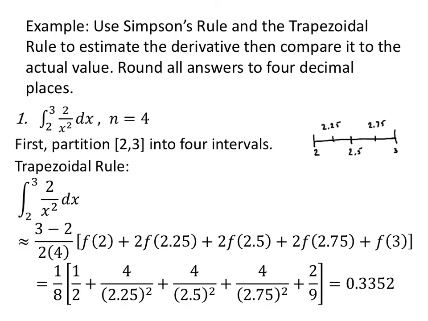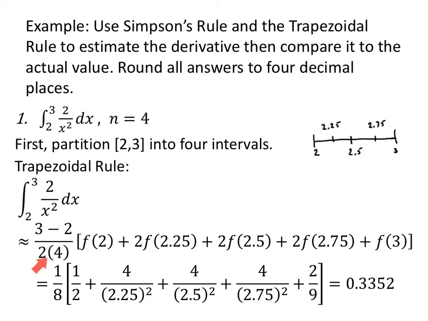So we're going to use Simpson's rule and the trapezoidal rule to estimate an integral and then compare it to its actual value. The integral from 2 to 3 of 2 over x squared dx when n equals 4. First, we're going to partition the interval from 2 to 3 into 4 intervals. So I'll have subintervals ending at 2.25, 2.5, and 2.75.